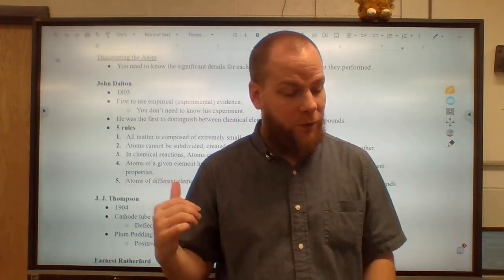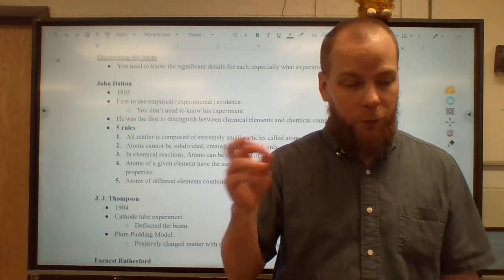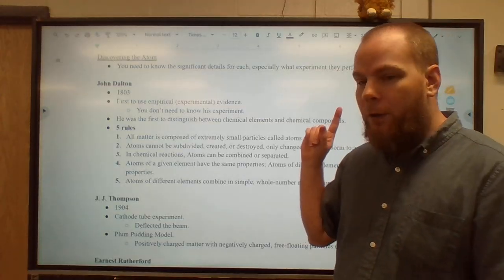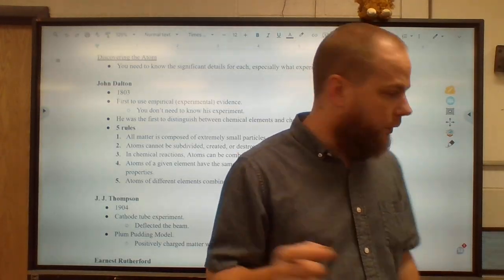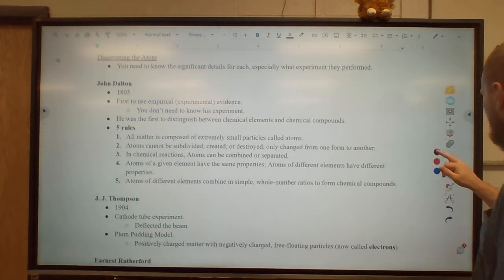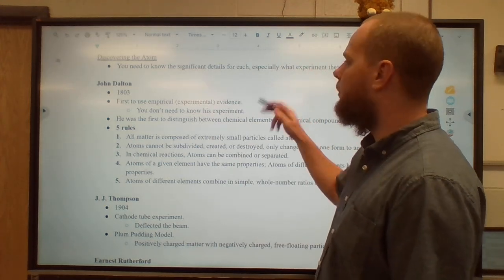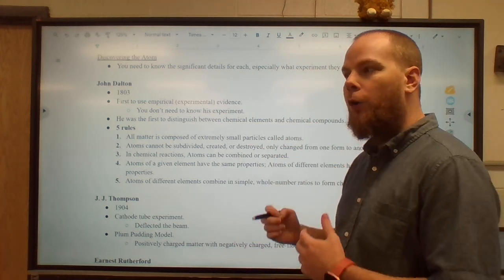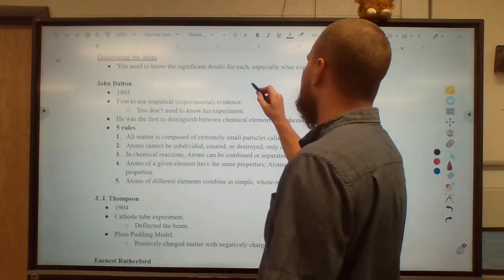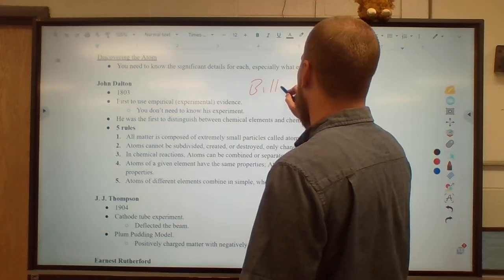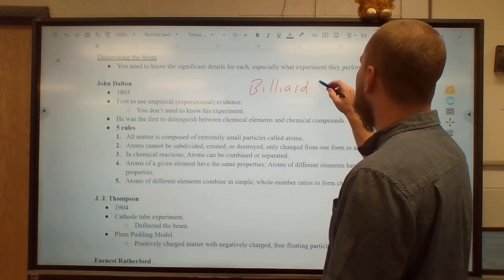We're not going to do anything with his experiment. His contribution is these 5 laws, one of which is wrong. Okay? Now, his model was called the billiard ball model, which I need to write down probably. I'll write it in red so it's a little easier to see. Okay, he believed in, or ascribed to, the billiard ball model, which is what pretty much everyone thought was correct at the time.